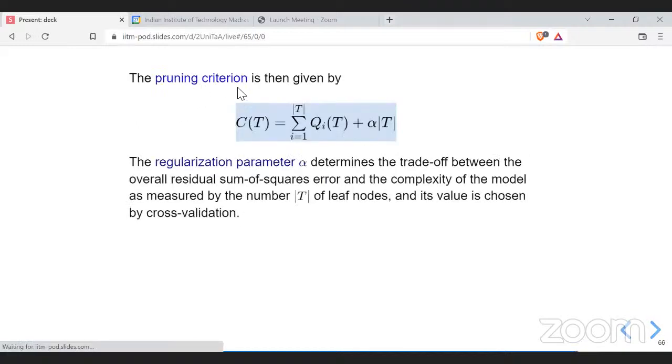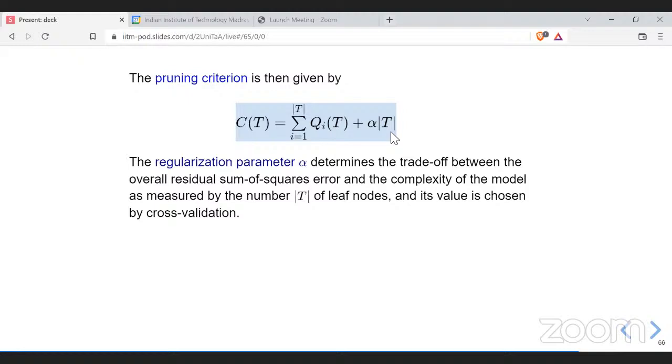This is called pruning criteria, and this is how you define a cost function. Cost function is the summation over the sum of squared error plus alpha times norm of t. The error can be misclassification error, and in the case of regression, this will be your sum of squared error. Alpha is the parameter here, which is called the cost complexity parameter, and norm of t is the number of leaf nodes.